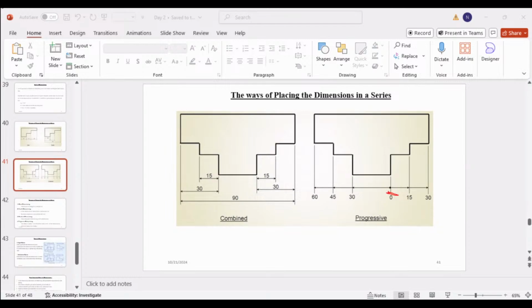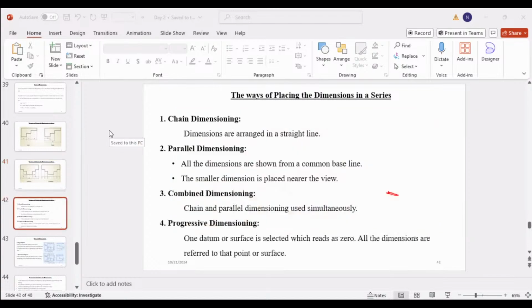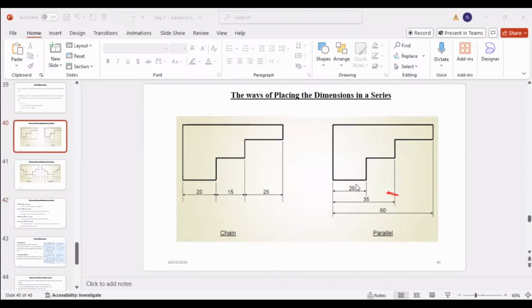And then let's move on. The ways of placing the dimensions in a series. එක දිගට තියෙන දුරවල් පෙන්වන විදිහ. The dimensions are arranged in a straight line in chain dimensioning. Then the parallel dimensioning, all the dimensions are shown from the common baseline. එක common baseline එකක ඉඳන් දුර පෙන්වන්න ඕනේ. So the smaller dimension is placed nearer the view. I have explained that one. කෙටිම දුර තමයි object එකට ළඟින් ලියන්නේ. හරිද?